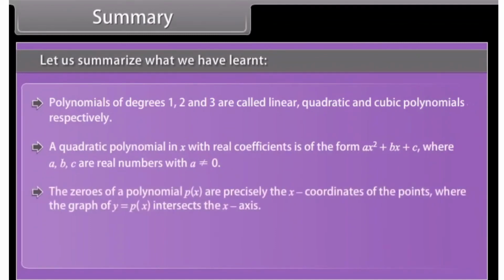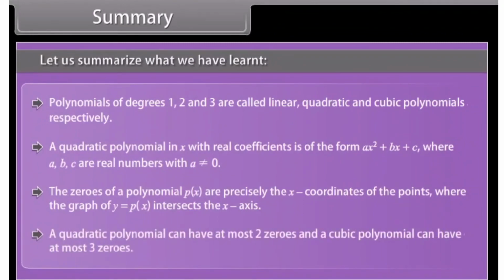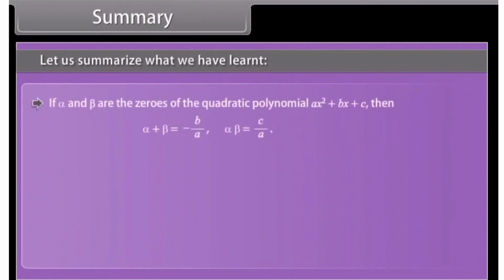The zeros of a polynomial p(x) are precisely the x-coordinates of the points where the graph of y equals p(x) intersects the x-axis. A quadratic polynomial can have at most 2 zeros and a cubic polynomial can have at most 3 zeros. If alpha and beta are the zeros of the quadratic polynomial ax squared plus bx plus c, then alpha plus beta is equal to minus b upon a. Alpha beta is equal to c upon a.